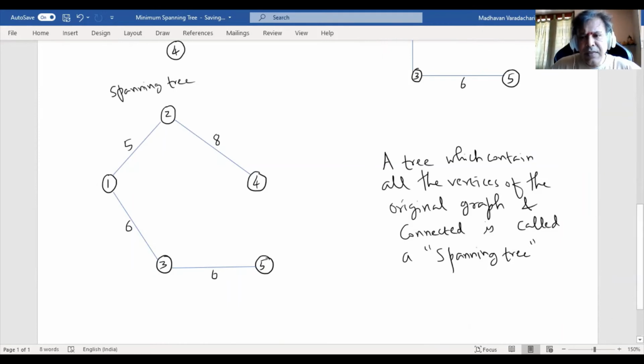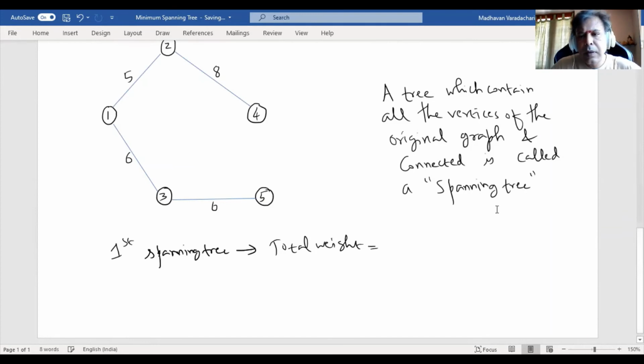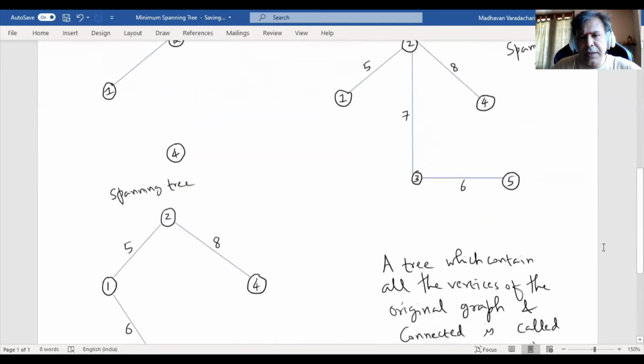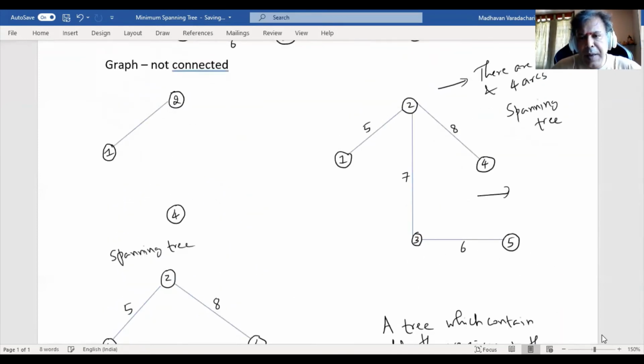Now, in the first spanning tree, the total weight equals, let us add the distances, 5 plus 8, 13, 13 plus 7, 20, 20 plus 6, 26. And then the second spanning tree, the total weight equals what? 5 plus 8, 13, 13 plus 6, 19, 19 plus 6, 25. Let me call this the second spanning tree. This one I will call the first spanning tree. So we wrote the total weight for both the spanning trees.